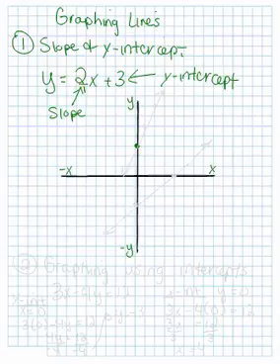Up 2 over 1. And of course you would have a ruler, so you would be able to extend this line and draw arrows really, really nicely. And that's how you graph using your slope and y-intercept.